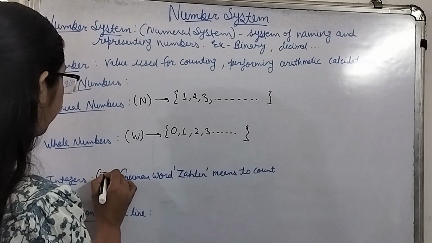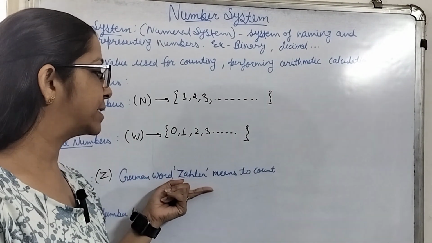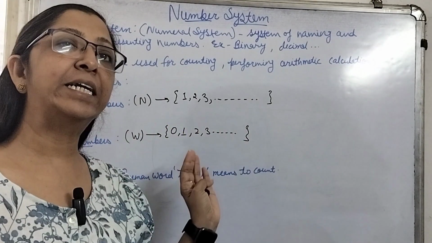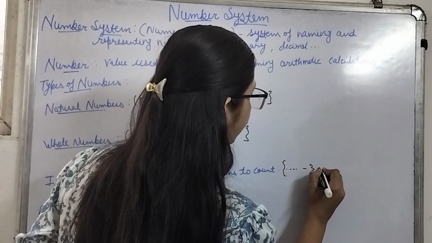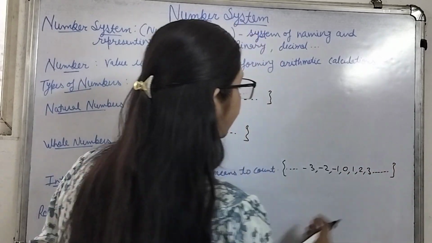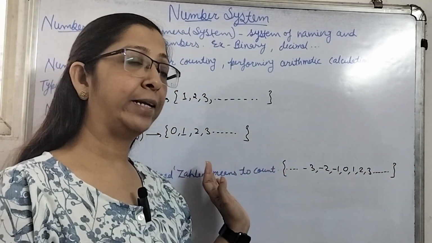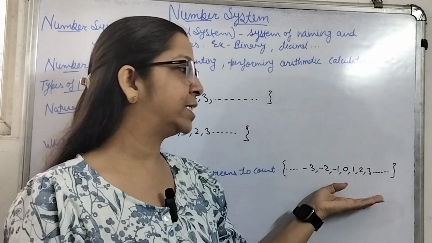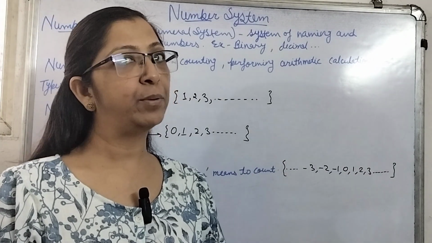Then come integers. Integers are represented by Z. From where has Z come? Z has come from a German word, zählen, which means to count. When we take all the whole numbers and the negative natural numbers also, that means say -3, -2, -1, 0, 1, 2, 3, all these numbers, in the positive direction till infinity and in the negative direction till infinity, the collection of all these numbers is known as integers. We have already learned all these numbers in our previous classes.